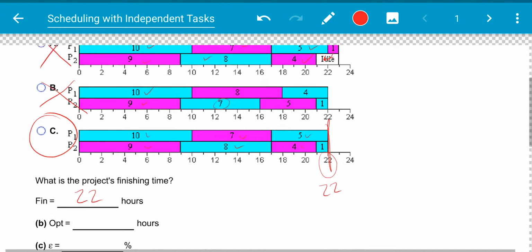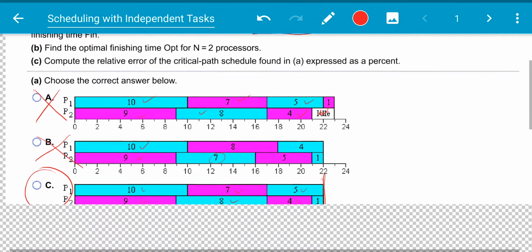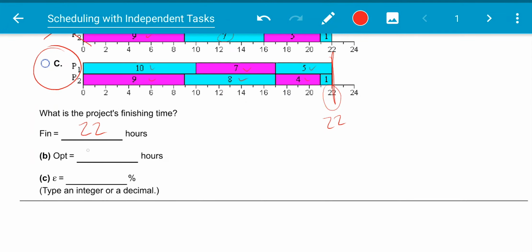So our optimal time is simply adding all of these up. When we add them all up, we get 44, and we divide it by our number of processors, we get 22. So optimal time is also 22 hours. Our relative error is going to be calculated by doing 22 minus 22 over 22 times 100%, which is 0%. So we're done. This one's an easy example. Now let's move on.